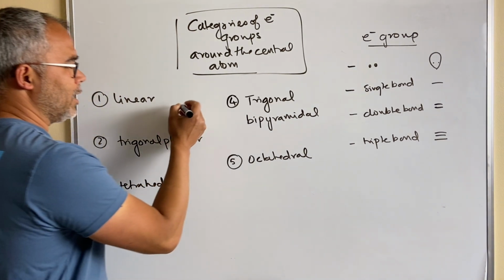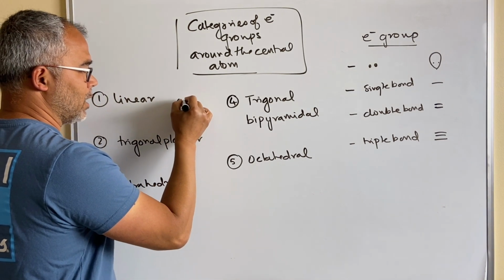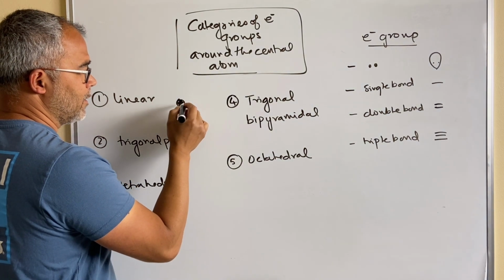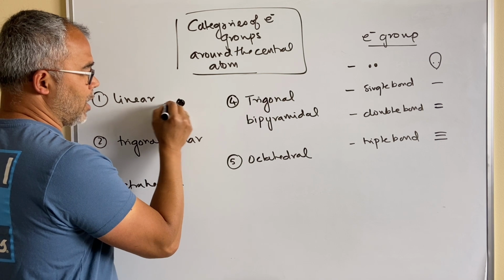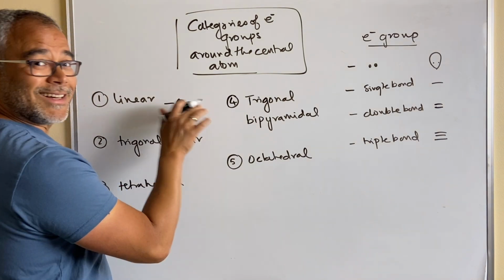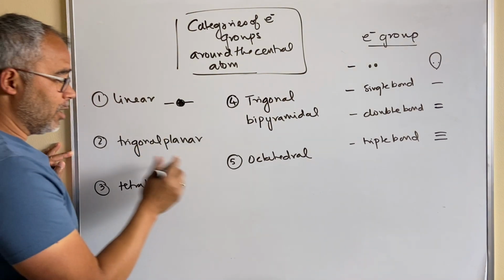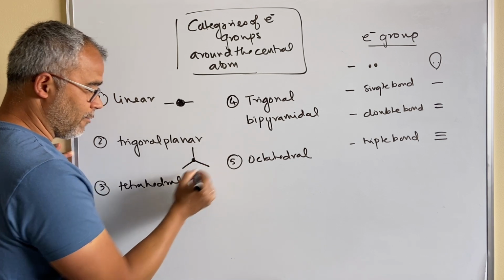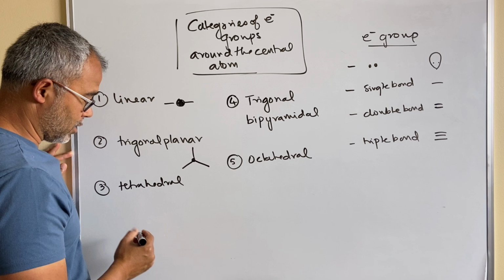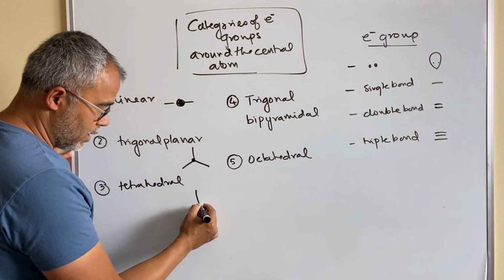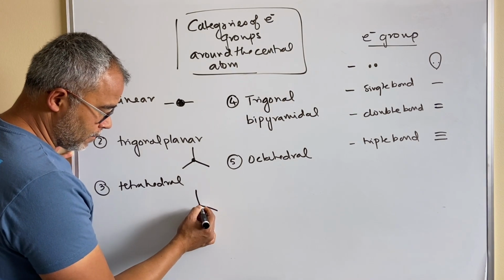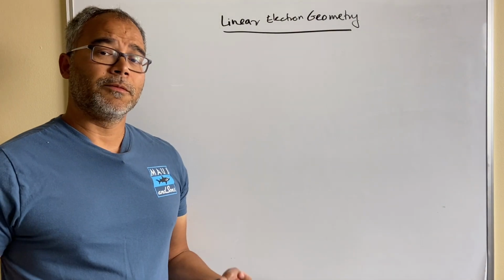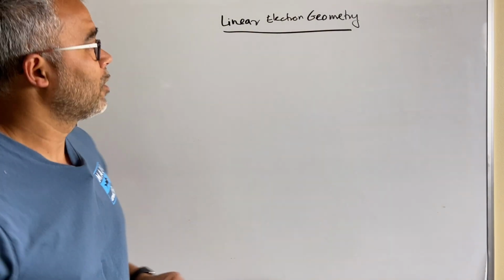So when we talk about linear, if you imagine there's one central atom out here, any bonds coming out of the central atom are going to look like a straight line, okay? Trigonal planar, if you imagine the central atom out here, is going to look like a ceiling fan, three-pronged, three-directional. Tetrahedral is kind of going to look like... so let's focus on linear electron geometry, okay?